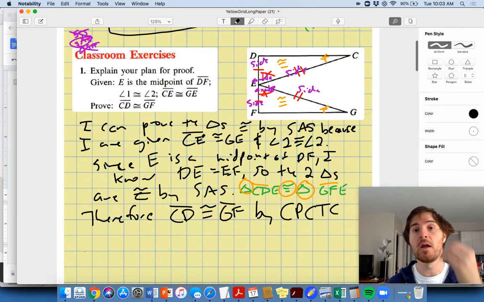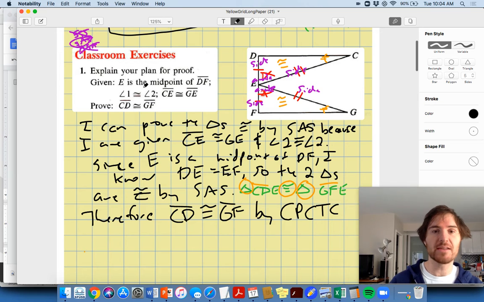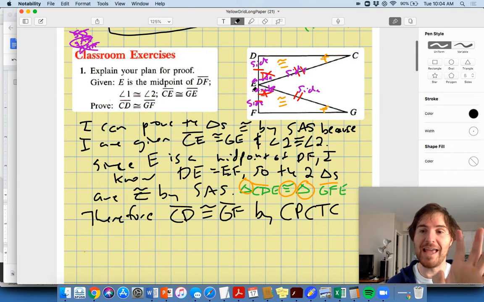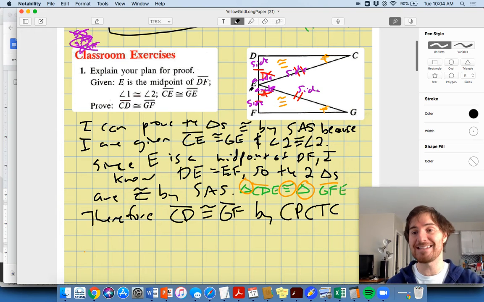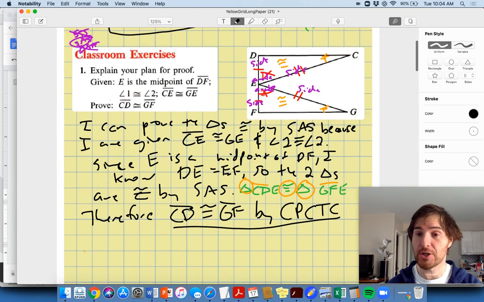Think about what we did here. We stated all of our givens. We used some definitions. I didn't mention definition of midpoint here, but definition of midpoint to get some sides congruent. Once we had those 3 parts congruent and we had an SAS correspondence, we would say that the triangles are congruent by SAS. What do you say after triangles congruent? Well, you say CPCTC to get a part congruent, okay?